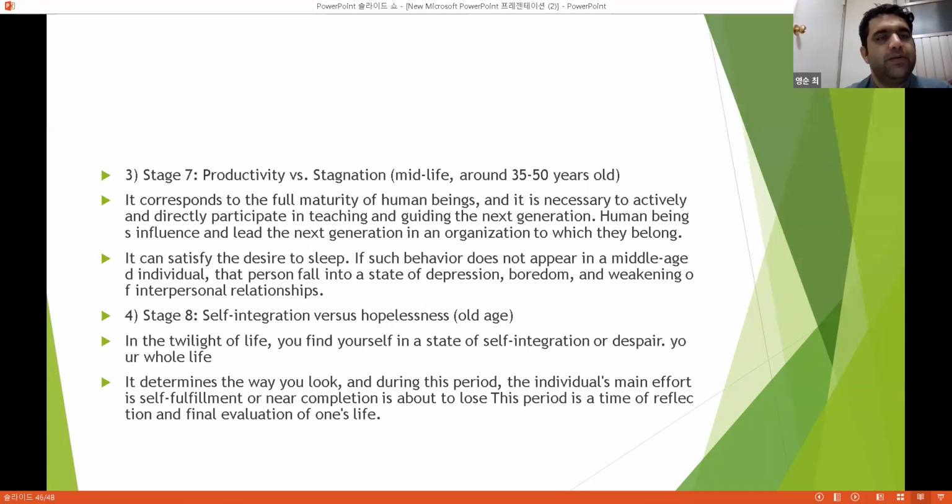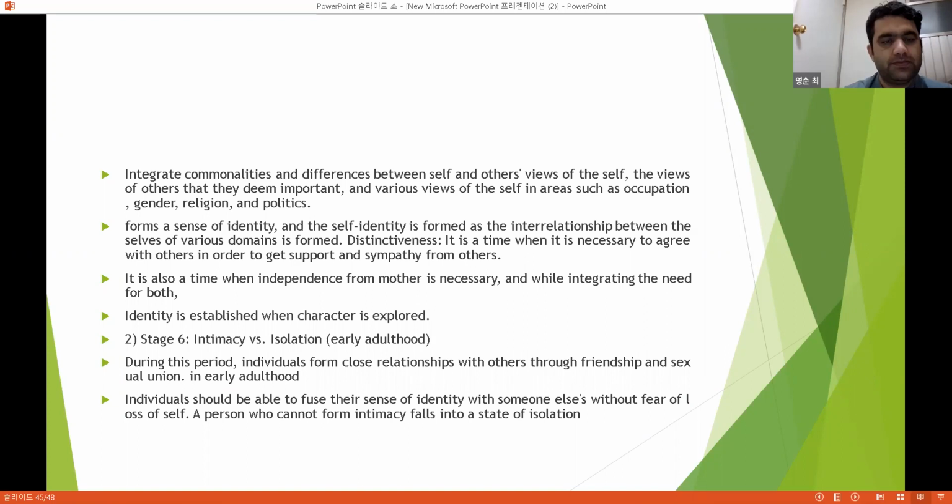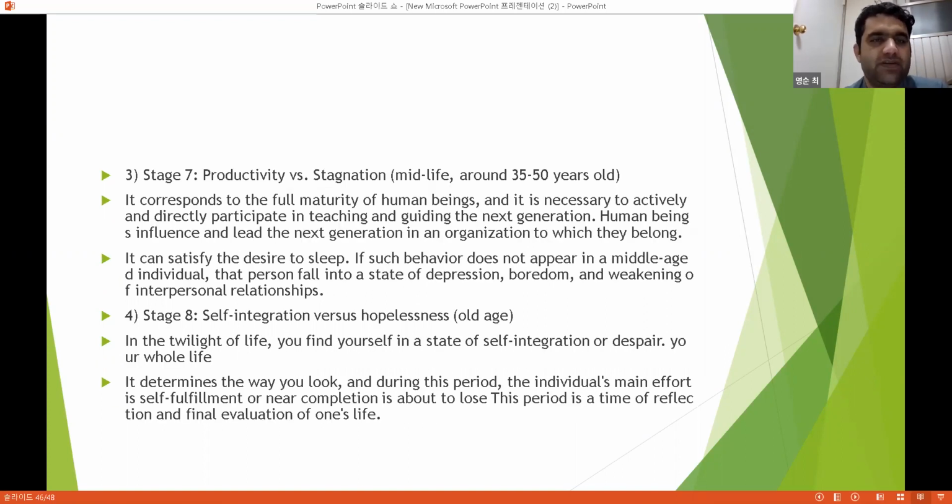So we have a few more slides. In this stage, productivity versus stagnation, in midlife around 35 to 50 years old, it corresponds to the full maturity of the human being, and it is necessary to actively and directly participate in teaching and guiding the next generation, and influence the leaders of the next generation. And in an organization to which they belong, it can satisfy this desire. If such behavior does not appear in middle age, the person falls into a state of depression, boredom, and weakening, so that interpersonal relations are destroyed or deteriorated.